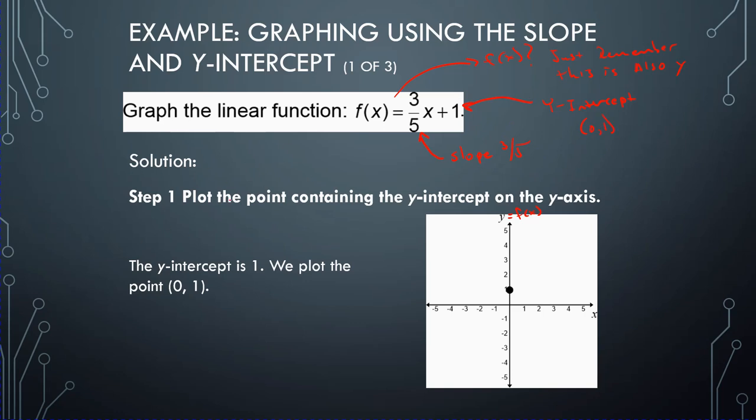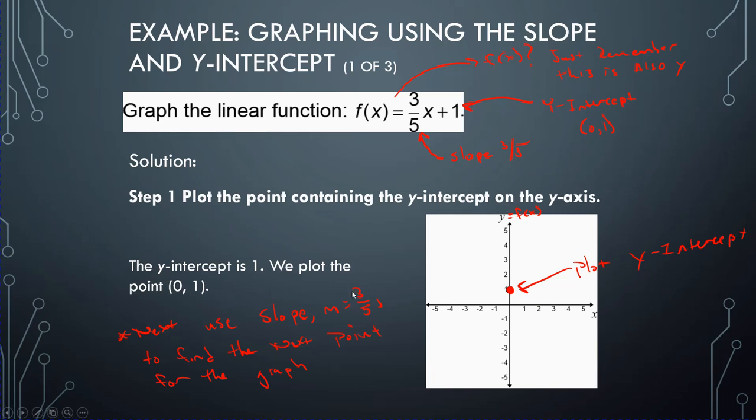So step 1, the first thing you're going to do is plot the y-intercept at the point 0, comma 1. So we plot the y-intercept. Now what we're going to do next is use the slope m to find the next point for the graph. And when I say next point, I don't mean the next point on the line. It's just the next easy point to find so that you can find 2 points on the graph to plot.